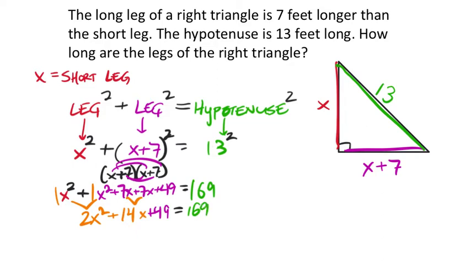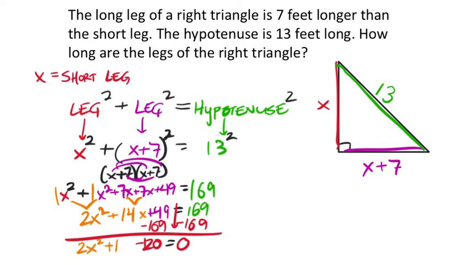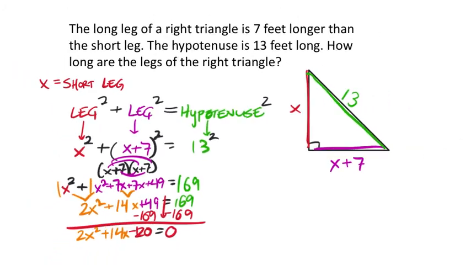So now we're going to force that to become equal to 0. So minus 169, minus 169. So that's going to be a negative 120 right there, equals 0. Oh, thank you. That would have been disastrous. But we got it, so 2x squared plus 14x minus 120. Sorry, that's kind of an ugly 120, but I did jack it up.